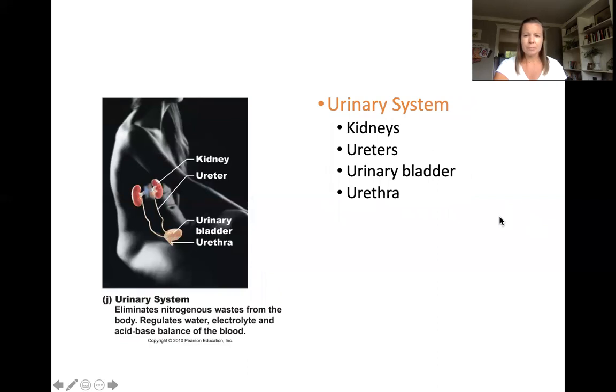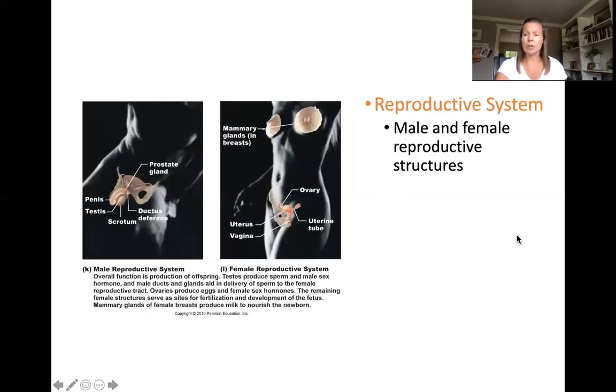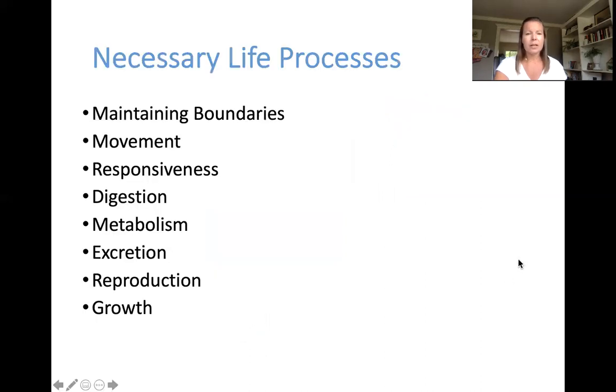Urinary system, so the kidneys are the major organs that are responsible for the functions of the urinary system, and then these other structures just either store or carry urine. And reproductive systems, the structures are a little bit different depending on whether you're looking at a male or female.